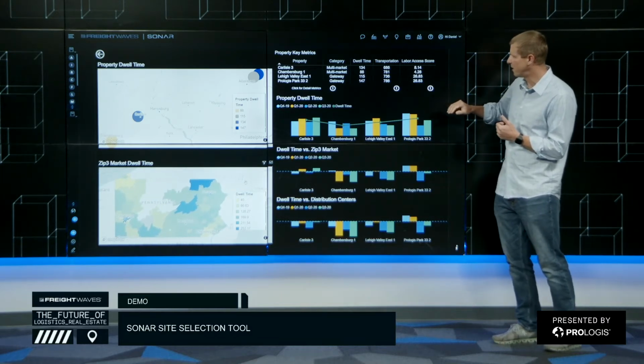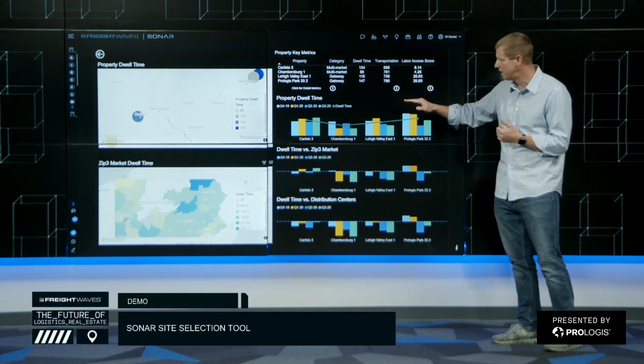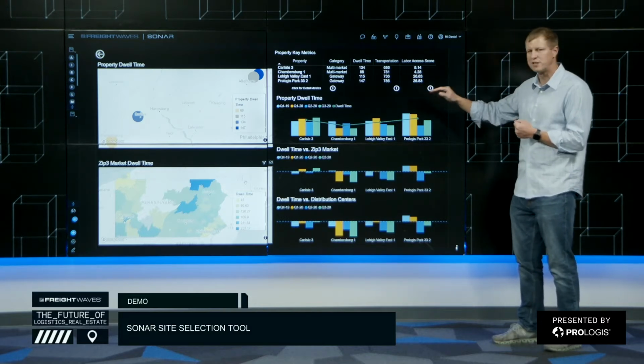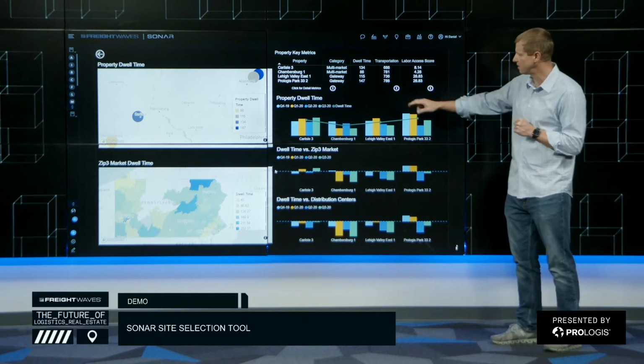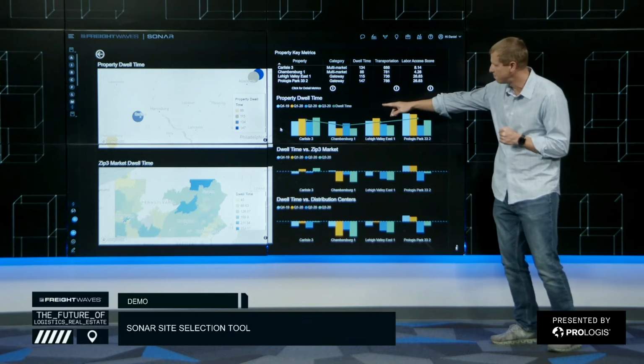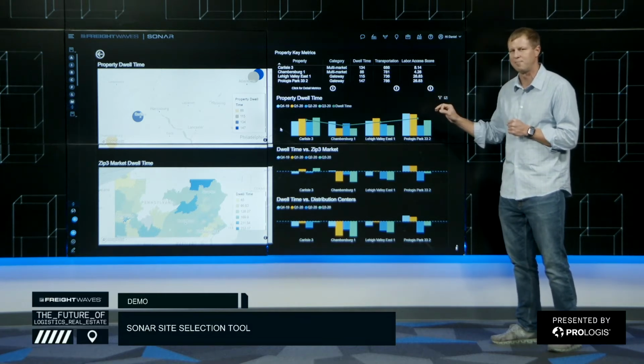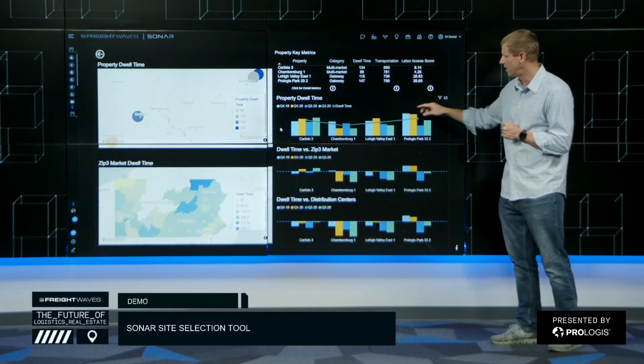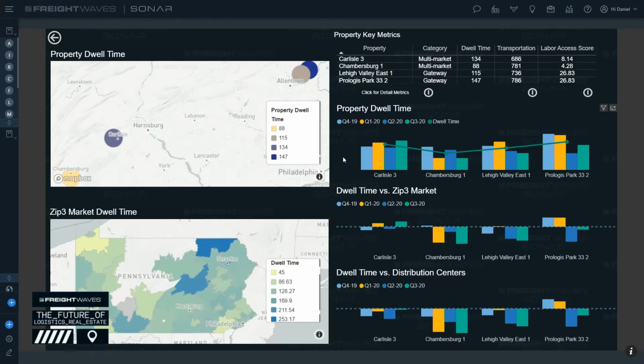So looking at our breakdown here, property dwell time is going to give you, by quarter, each one of their average dwell times over the last 4 quarters, looking at Q4 of 19 all the way into Q3 of 20. The line right above it is going to be your average dwell time for each of these facilities across the board. You can see that the Prologis Park 33-2 has the highest dwell time overall, but it does have a little bit of a seasonal effect here. So we can see that there is a little bit of seasonality associated with this facility, but overall it is going to have the highest amount of dwell time.